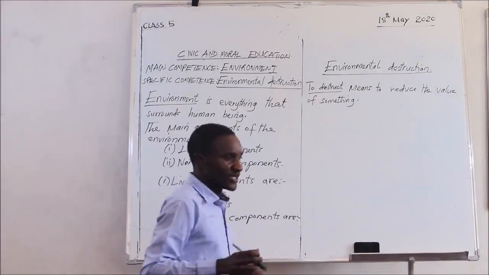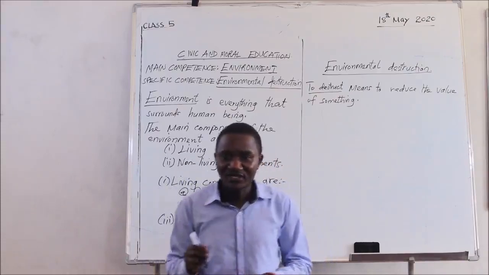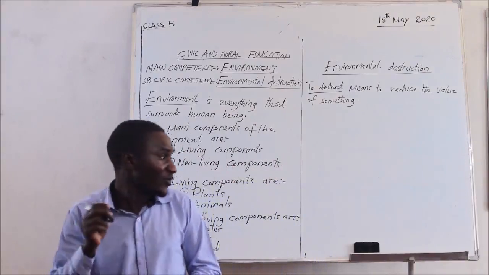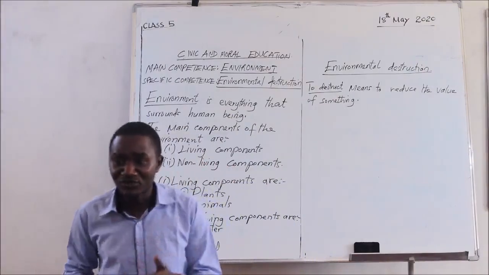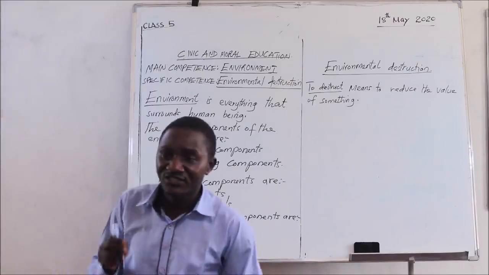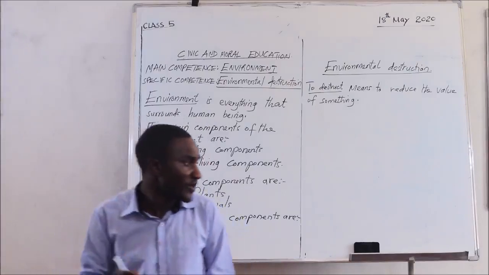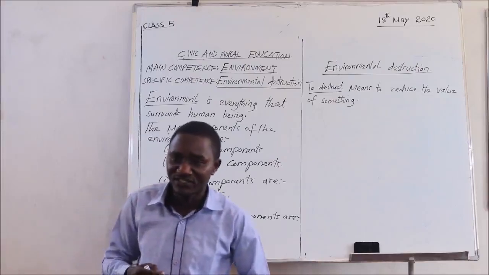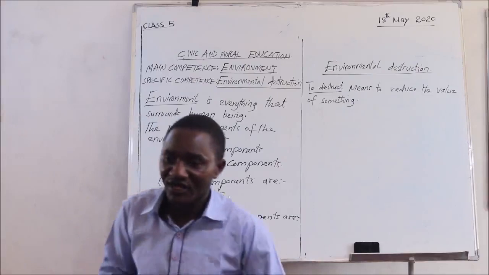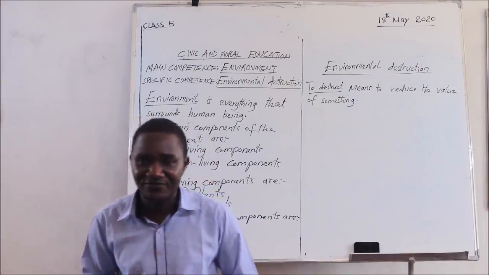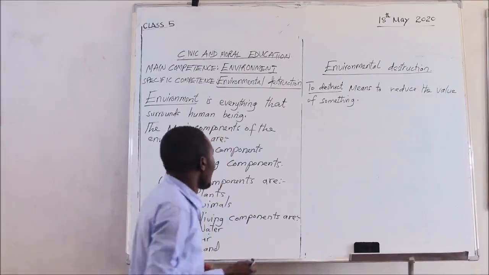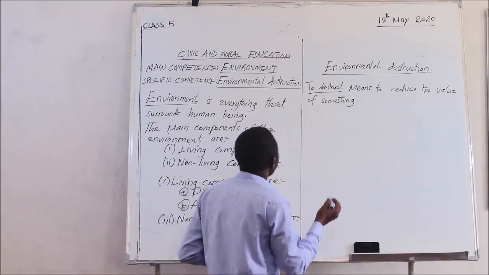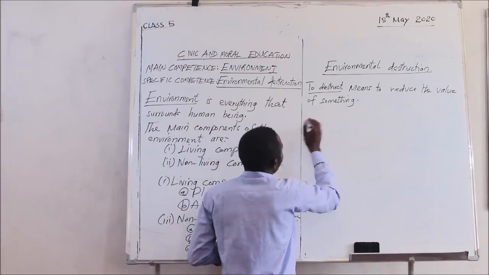So in different ways, human being is the main source of environmental destruction. Why human being is the main causative of environmental destruction? This is through his human economic activities. When performing different activities that help him or her to run his or her life, he or she destroys the environment. So let us see different ways of environmental destruction.